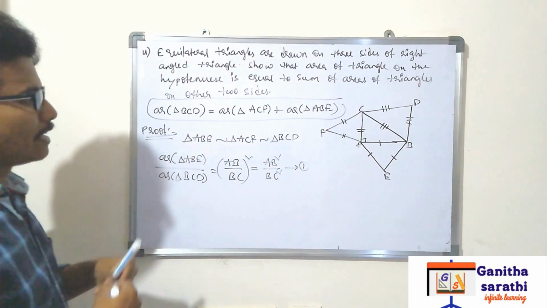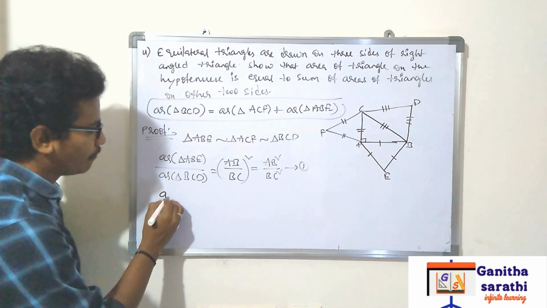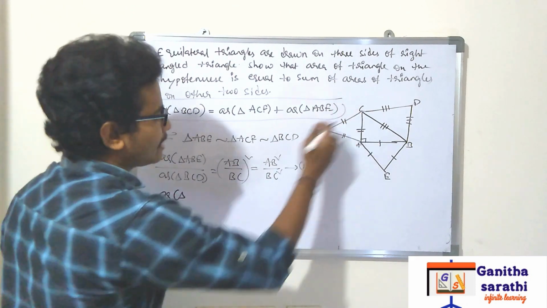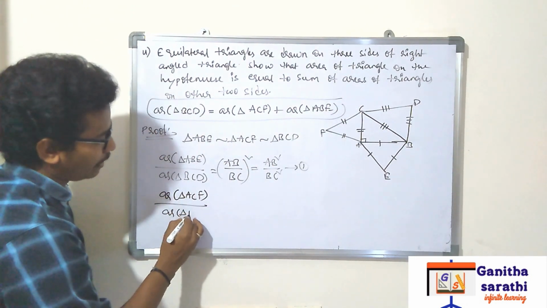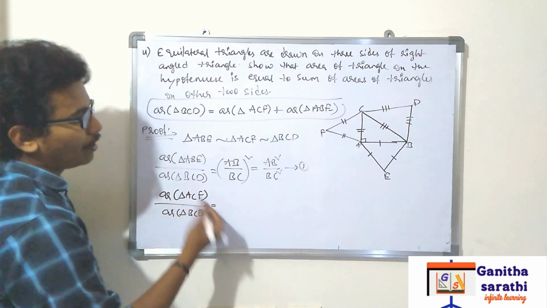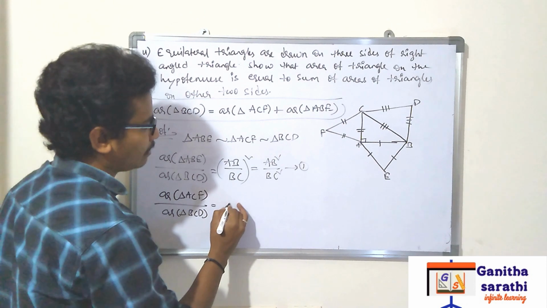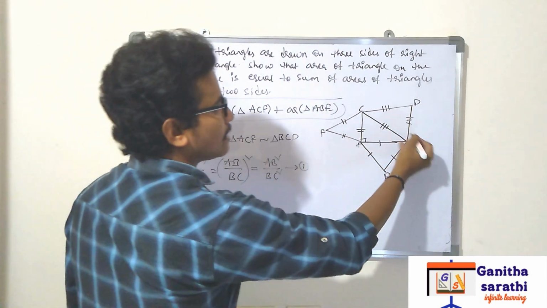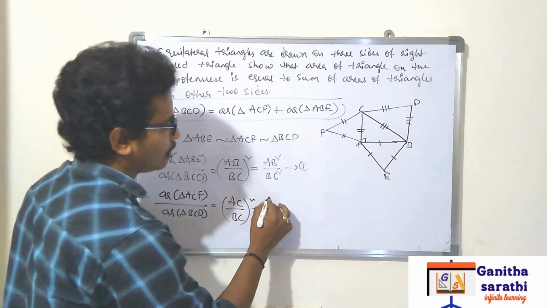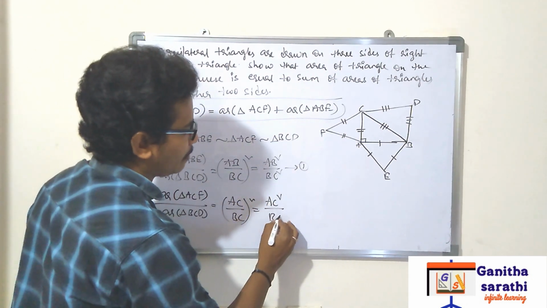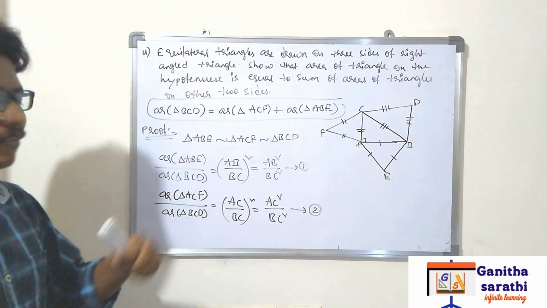Now, in the same way, do it for this one also. Area of triangle ACF by the same area of triangle BCD. What is the area of triangle ACF? I am taking AC as my side, and in this I am taking BC as the side, BC whole square. So this will be AC square by BC square. This is equation number 2. Okay, equation 1 and equation 2.